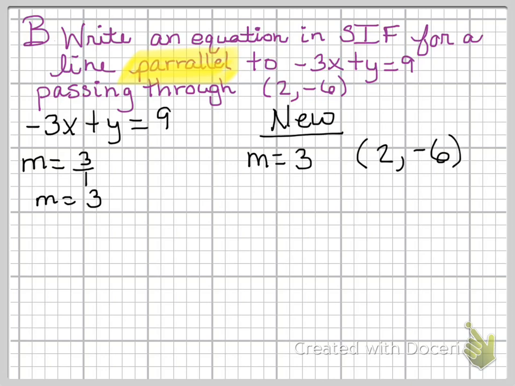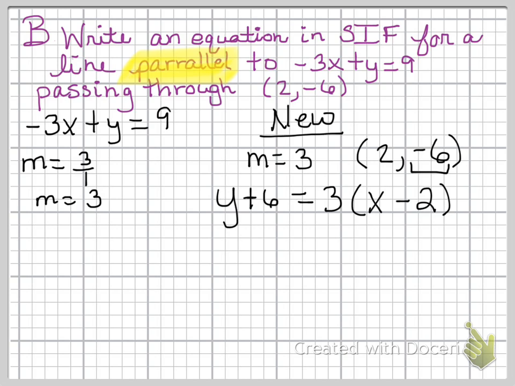Well, if I know a slope and I know a point, and it's not the y-intercept, I can use point slope. So y minus whatever my y is, in this case it's a negative 6, so I would say plus 6, a negative is a positive, is equal to the slope times x minus 2. Then I'm going to put it into slope-intercept form.